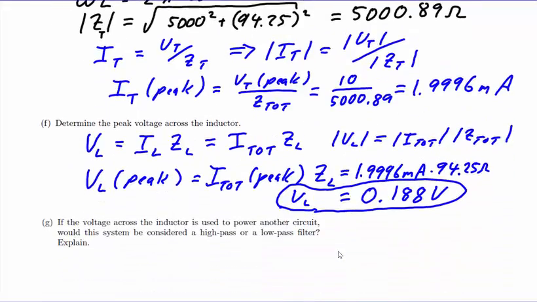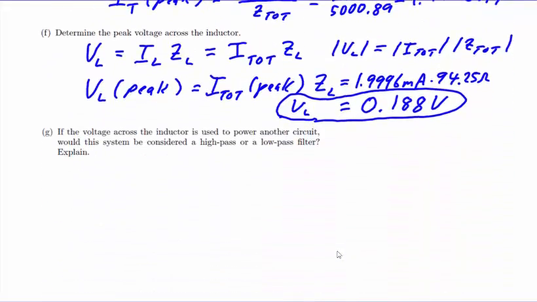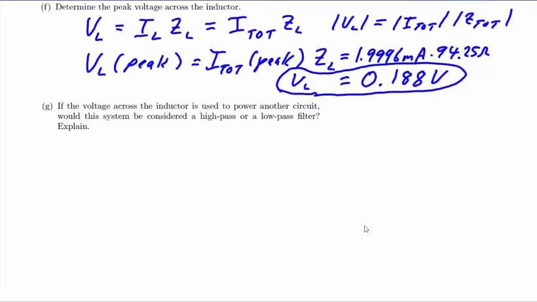In part G, we are asked if the voltage across the inductor is used to power another circuit, would this system be considered a high-pass or a low-pass filter? And then we're asked to explain. What we see clearly is that only a tiny fraction of the applied voltage would be delivered through this filter because V sub L is so much smaller than V peak.